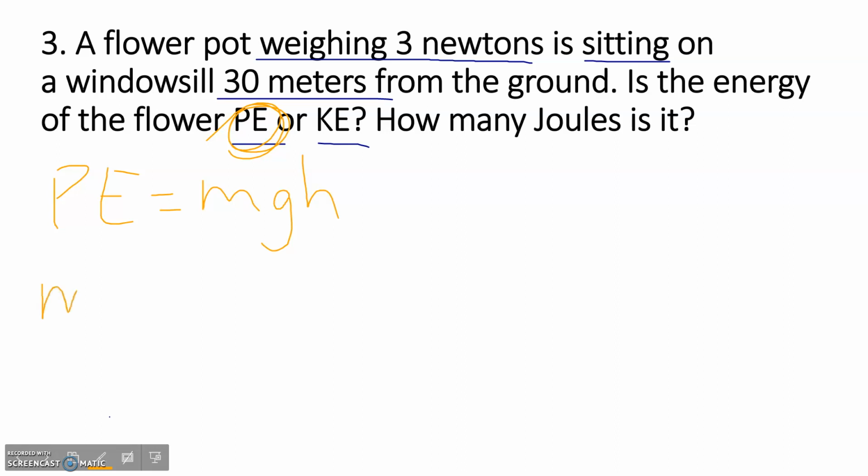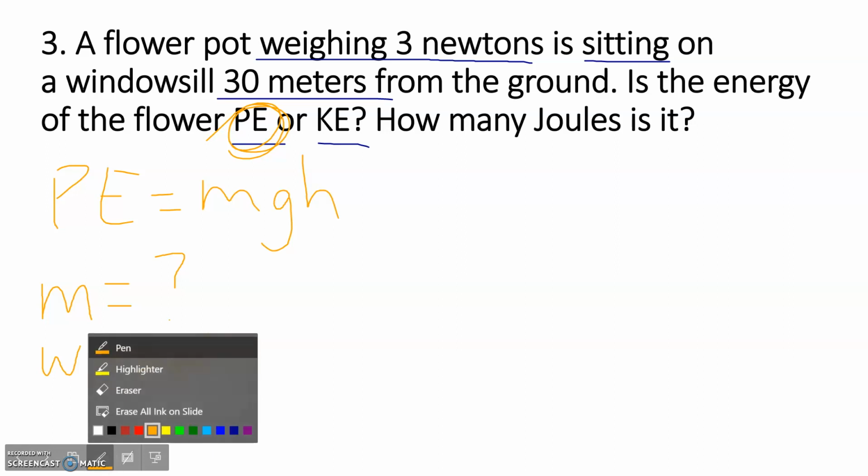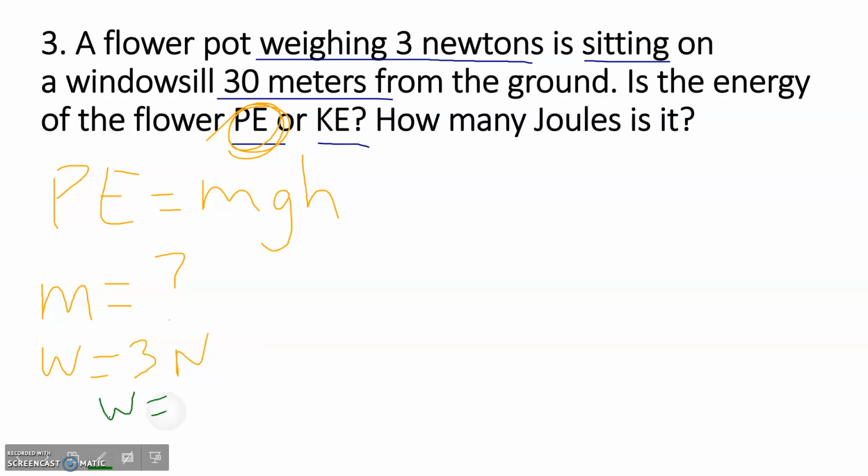We know that the mass of this flower pot, well, actually we weren't given the mass, were we? We were given the weight. The weight is 3 newtons. And again, we need to find the mass because they are not the same thing. Weight equals mass times gravity.